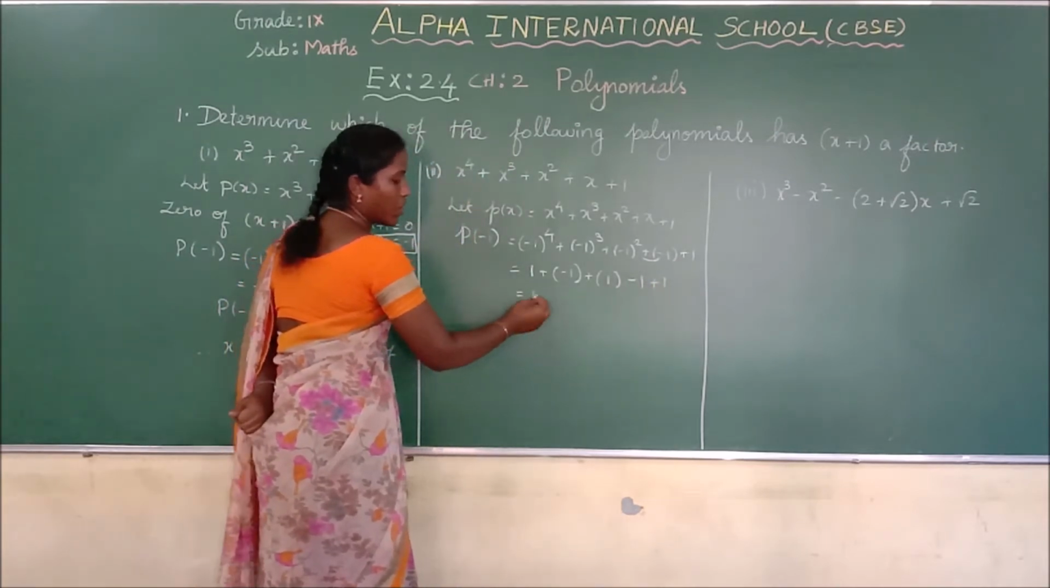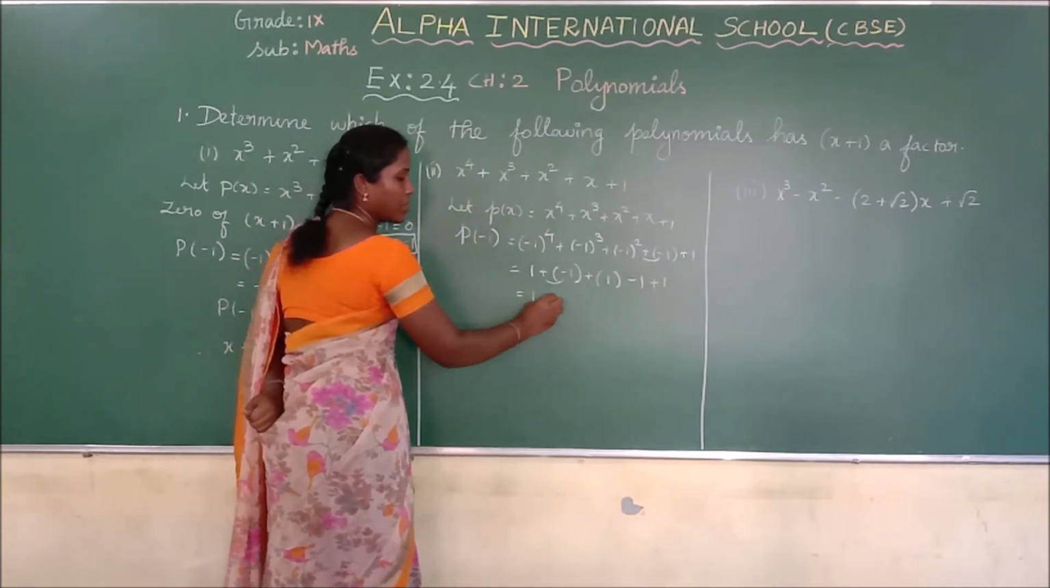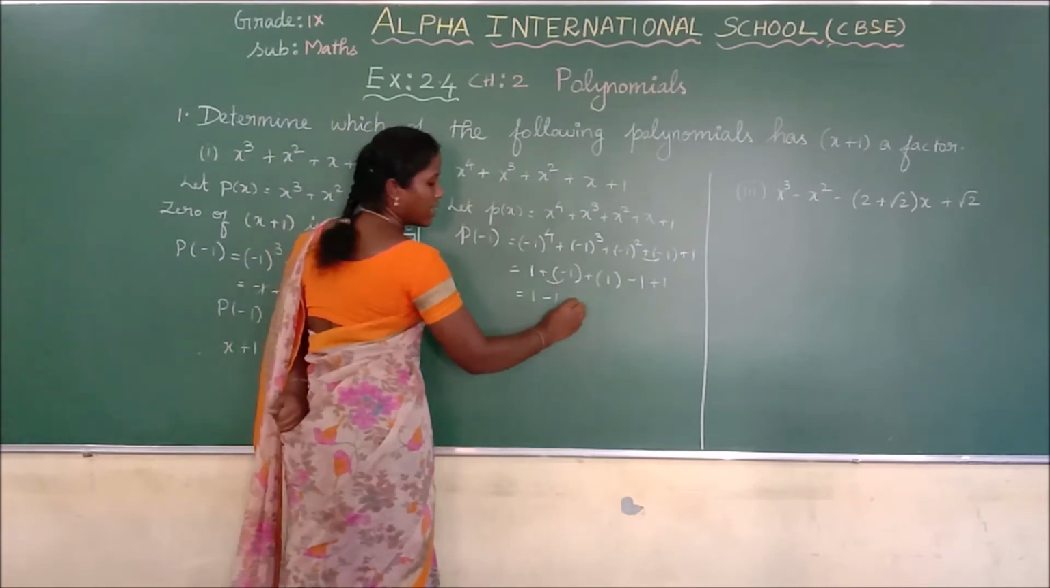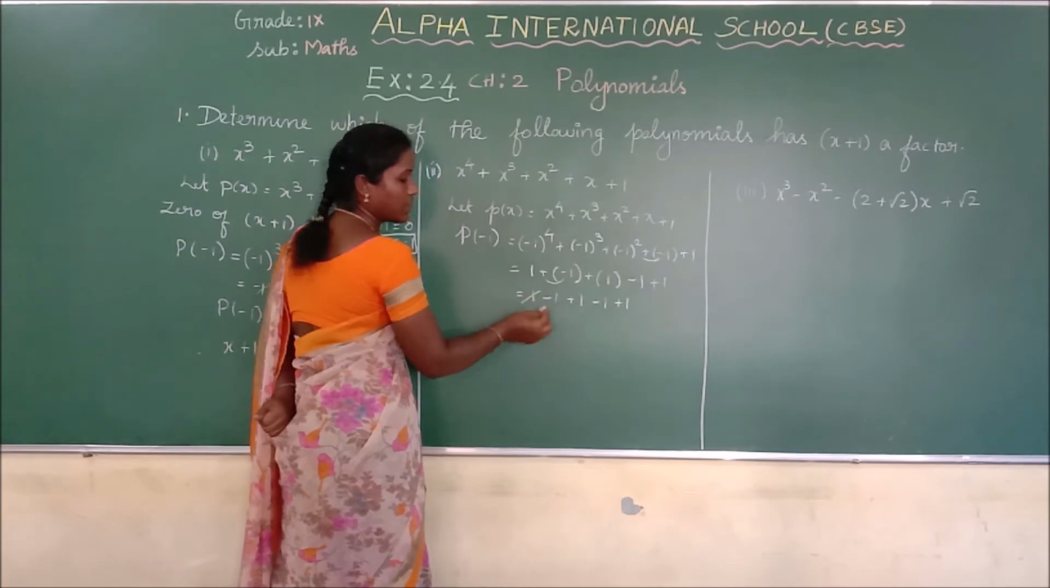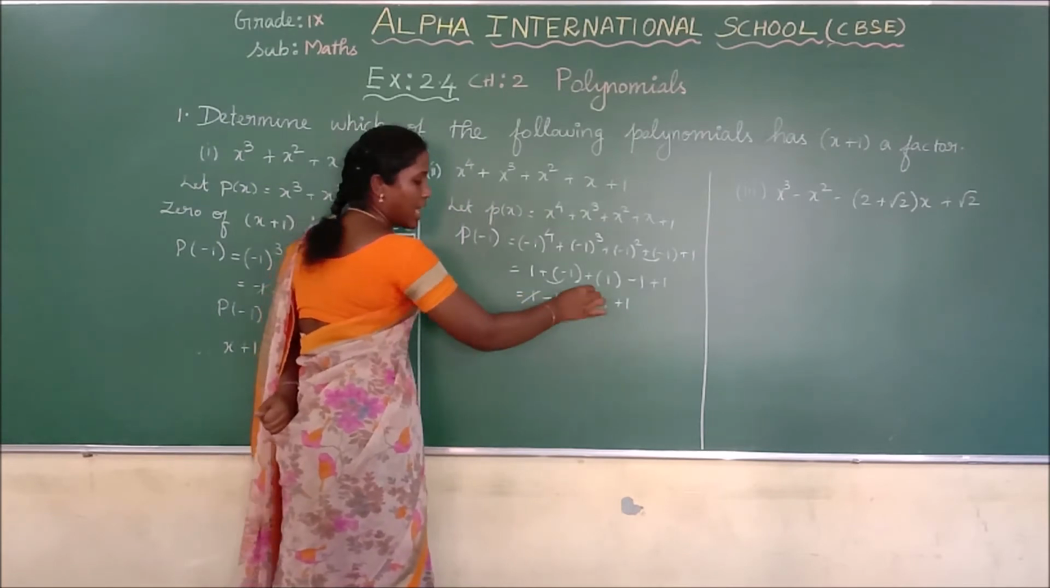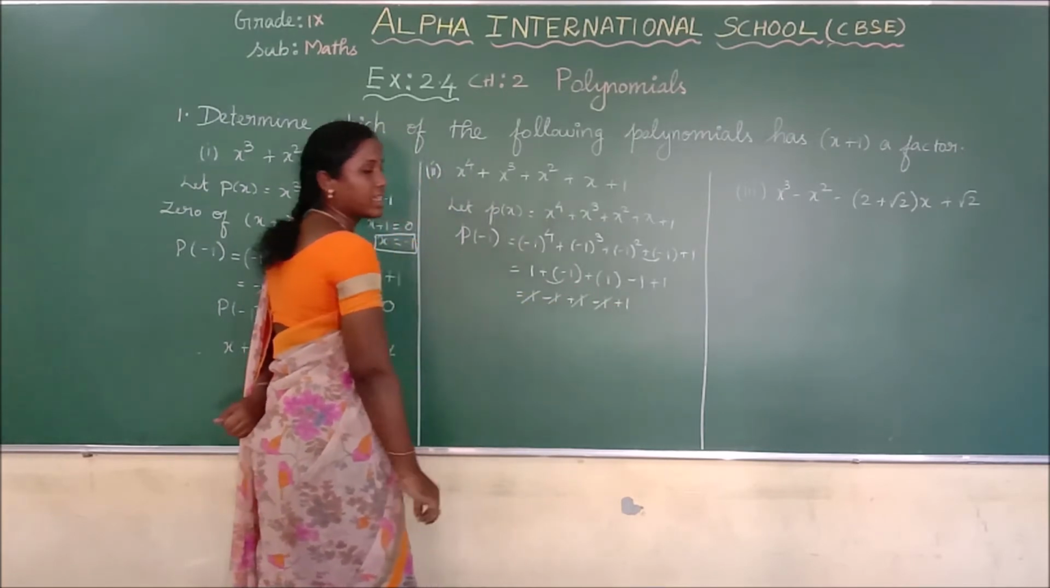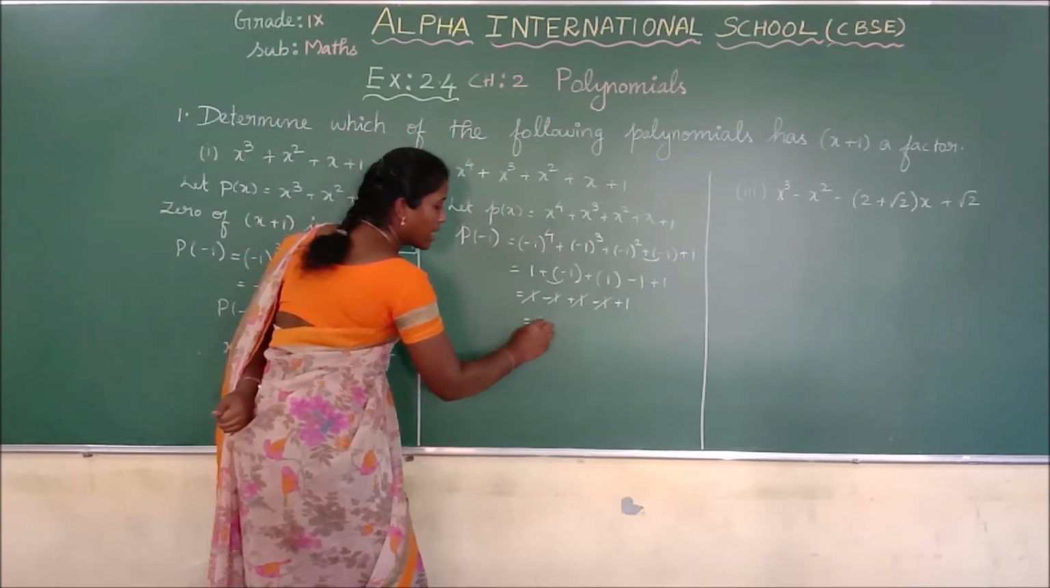Now find the value. 1 plus into minus will become minus 1. Again plus 1 minus 1 plus 1. So see here, plus 1 minus 1 will get cancelled. Again plus 1 minus 1 will get cancelled. But what is the remaining answer?